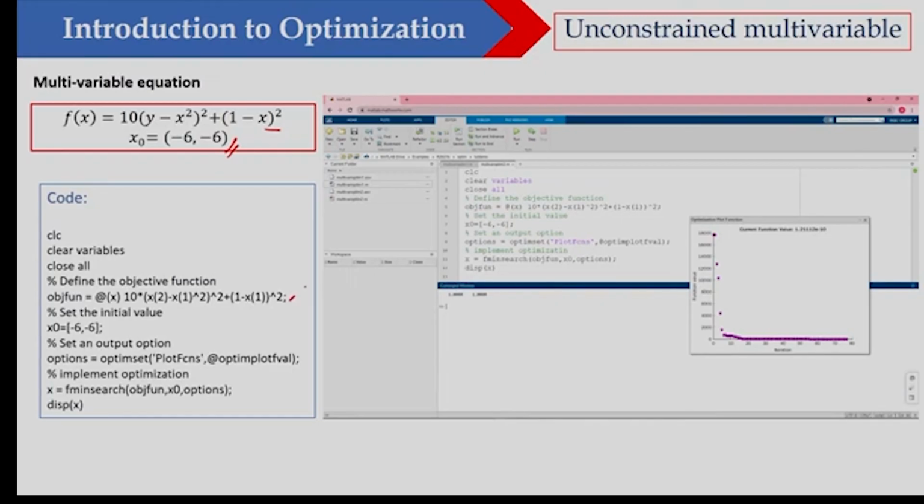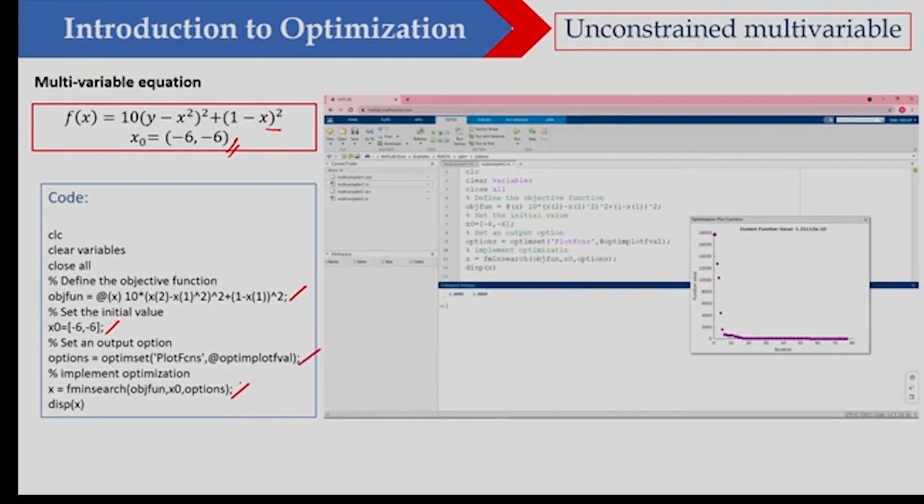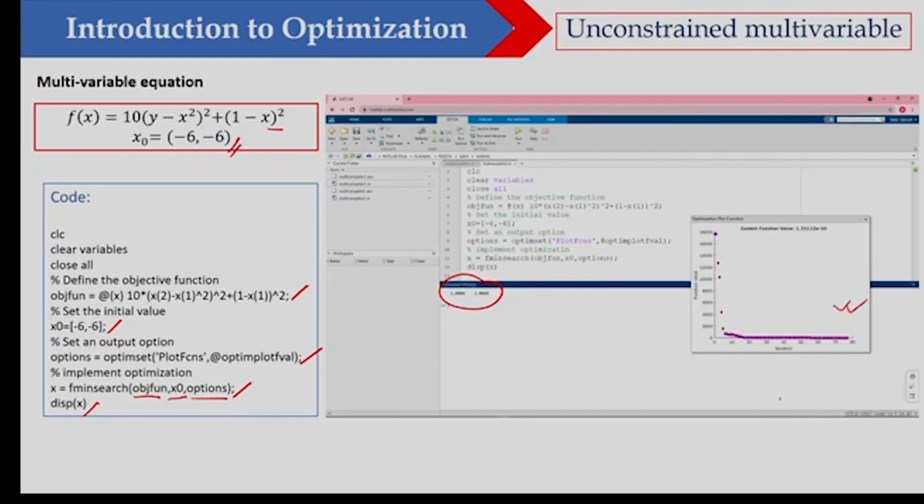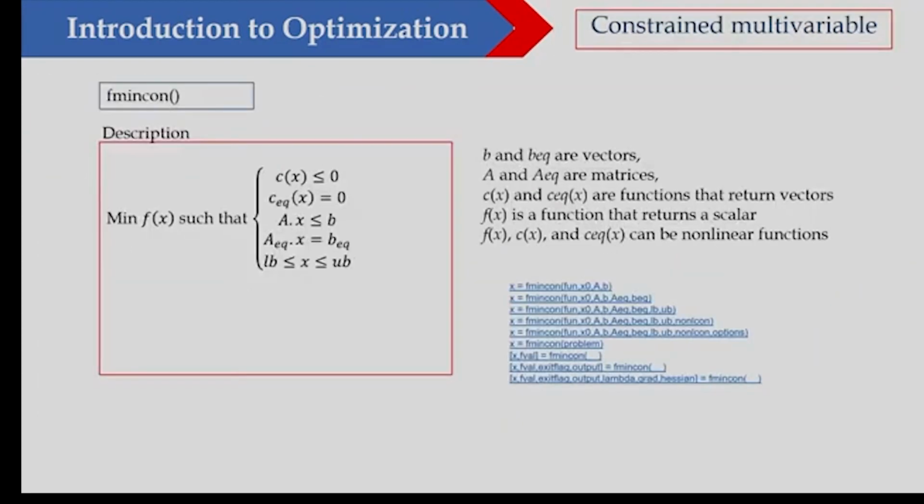Okay. So, you define the objective function here, you define the initial solution, you define the option, and finally you execute this particular line fminsearch with objective function, x naught and option, and then display the solution. Here I am getting the solution, and that solution is 1 1, and you can also see the plot between iteration and function value. Now, let us see how you can solve a constraint optimization problem using Matlab.